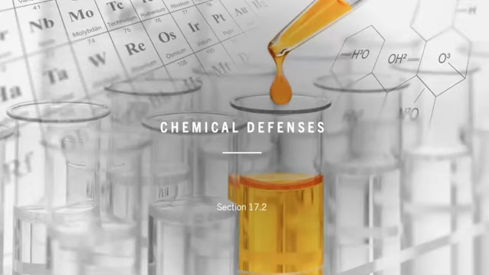Hello and welcome to section 17.2, where we're going to talk about the chemical defenses in chapter 17. So as we know, in our innate nonspecific immune system, we're going to use a lot of chemical mediators in order to inhibit microbial invaders.